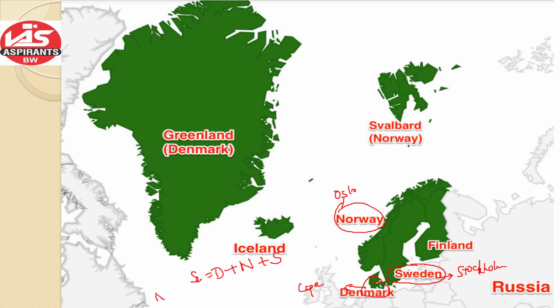Now let us move to the Nordic countries. Nordic countries will also include the countries of Northern Europe, so it will include the countries which were included in the Scandinavian countries. Along with it, it will include two other countries and their associated territories. So Nordic countries include DNS, that is Denmark, Norway and Sweden, plus Finland, plus Iceland. So a total of 5 countries, that is Denmark, Norway, Sweden, Finland, Iceland, plus their associated territories.